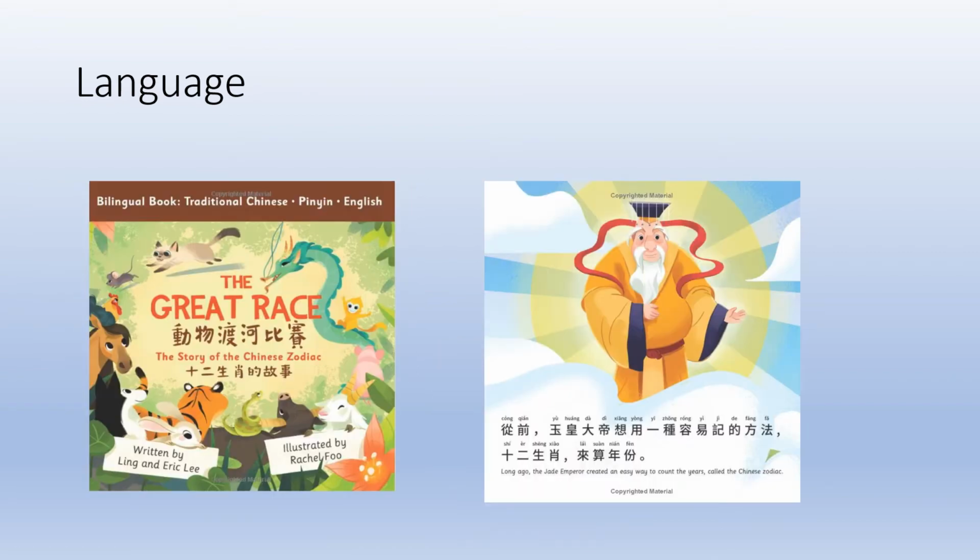On this slide, I have an example of a book that I think my library should include. This book is called The Great Race by Ling and Eric Lee. I like this book because it has the whole book written in English and in Chinese. I'm not sure if you can see, the bottom is English and the top is Chinese. You can see how it's written and how it's supposed to be pronounced.